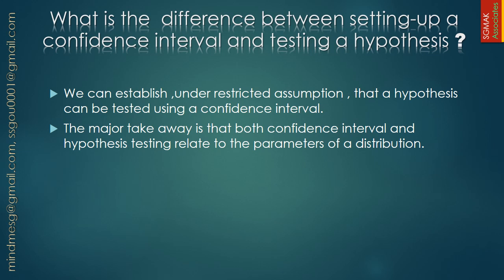So parameters define a distribution uniquely. Depends on the type of distribution. Once you define the parameters, then you are able to estimate the probability attached with the random variable that you are studying. So remember that confidence interval and hypothesis testing both relate to the parameter.